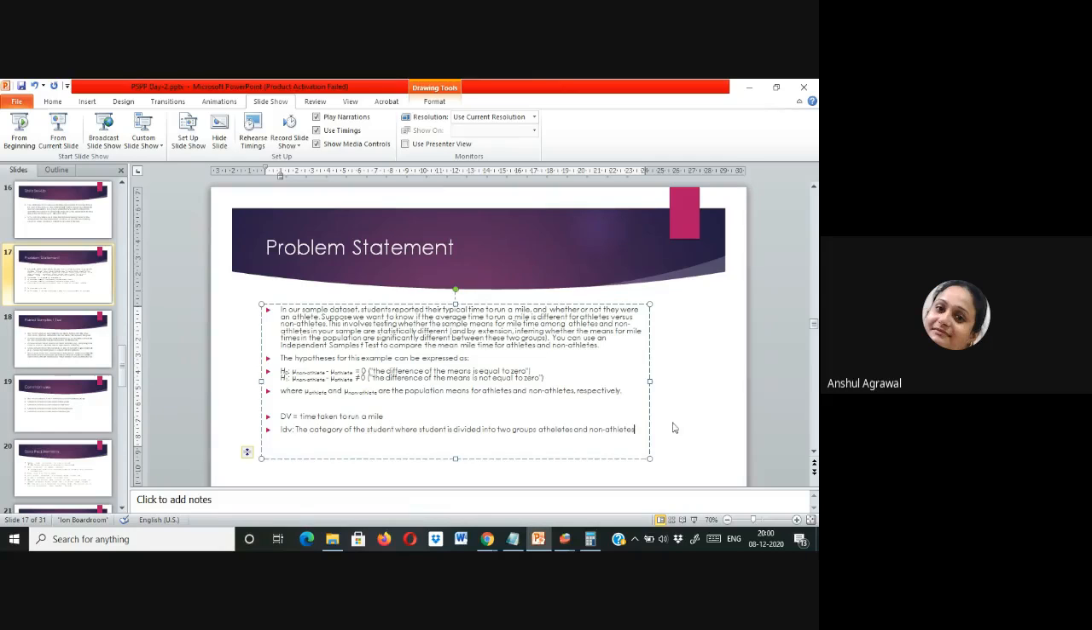Yes, sir. So the time taken to run a mile is dependent, whereas the status or the category of the student is the independent variable, because time taken to run a mile will depend on the category of the student, whether he is an athlete or non-athlete. Am I clear on this? Yes, sir.